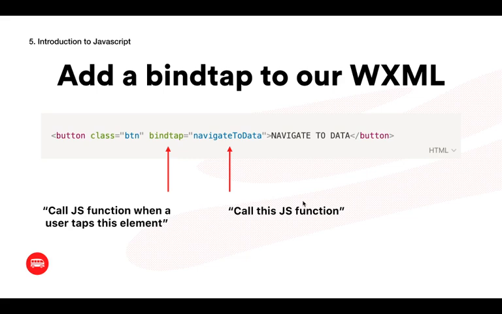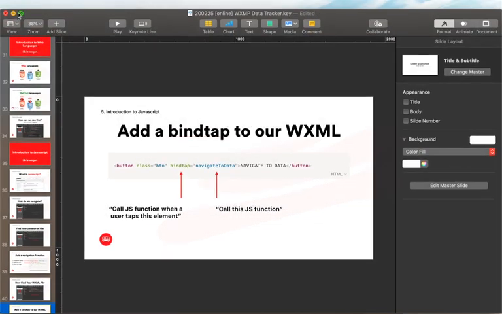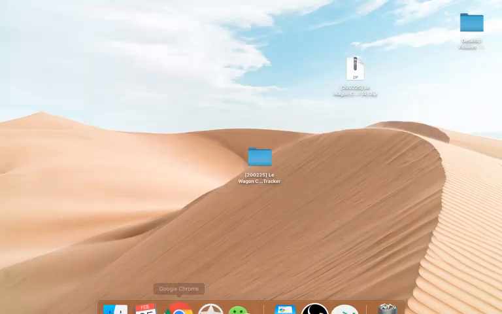So on this button element, I want to add a bindtap. So what is a bindtap? Bindtap is an attribute that basically tells the WeChat mini program that if the user taps or clicks on this element, then I want you to call this JavaScript function. All right, so bindtap is equal to the JavaScript function that I want to call when this element is tapped. All right, so let's look at how this is done. I'll first walk through it so you can see how I do it, and then I'm going to give you a chance to do it yourself.